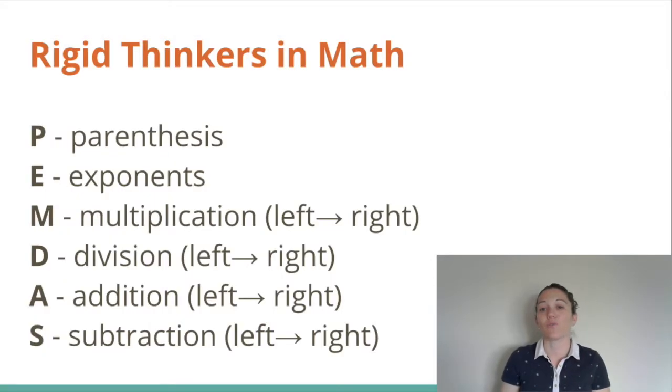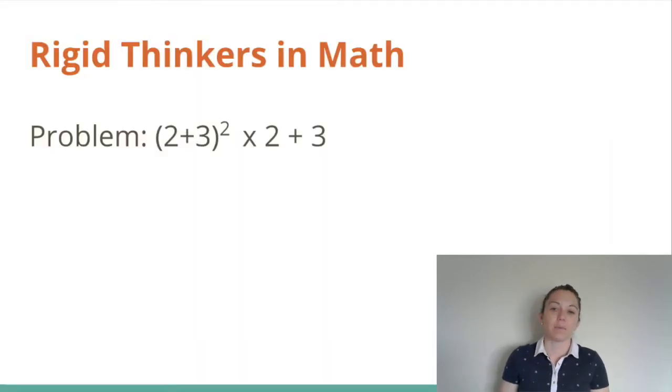Another struggle students who are rigid thinkers might face is in math. Say you are teaching the order of operations, so you give them a sheet that says this: P, parentheses; E, exponents; M, multiplication left to right; D, division left to right; A, addition left to right; S, subtraction left to right. And the student has the following math problem.